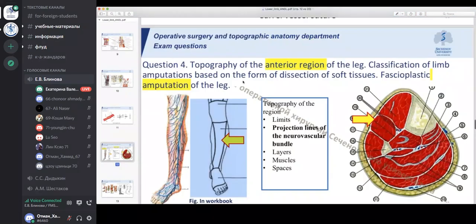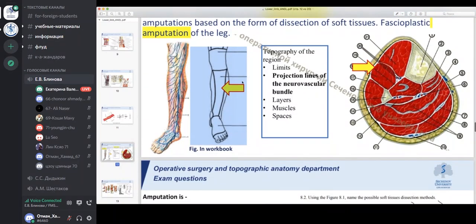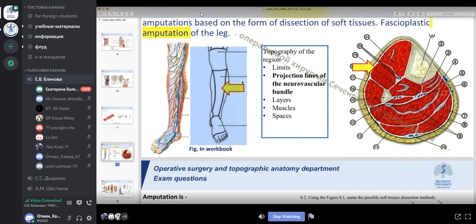The classification of the amputation has three stages. First is the incision of the soft tissue. Second, sawing of the bone. And third, forming of the stump.